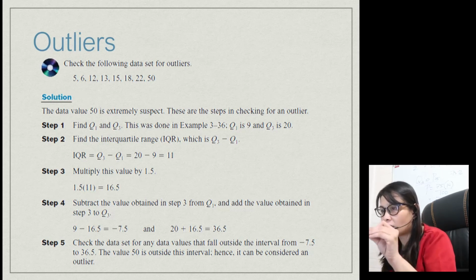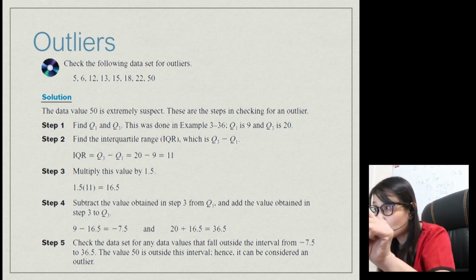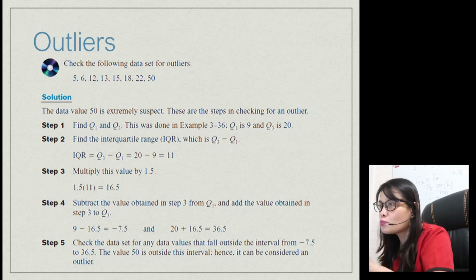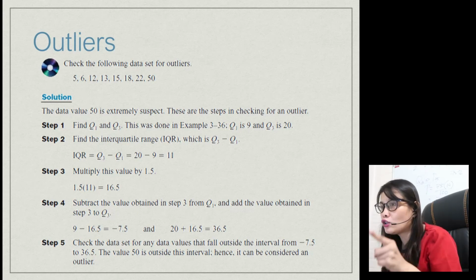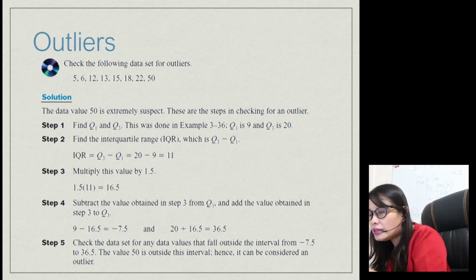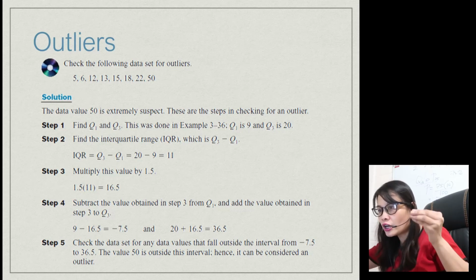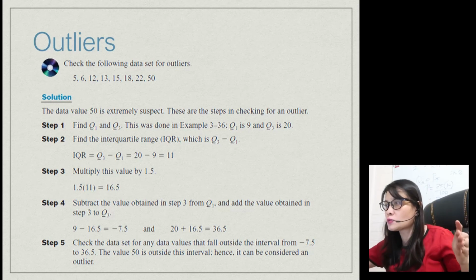Fourth step, subtract the value obtained in step number 3, which is 16.5, from Q1 and add it to Q3. So you do have 9 minus 16.5, that would be negative 7.5. And then the other one is 20 plus 16.5, that will be equal to 36.5. So that would be the range. So your range will be negative 7.5 up to 36.5.